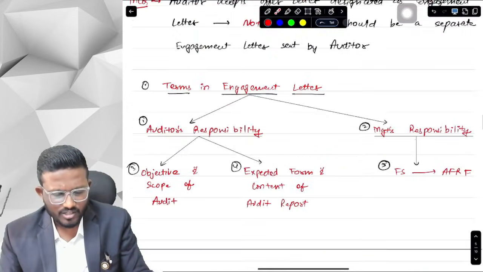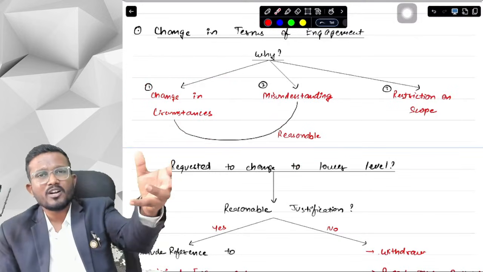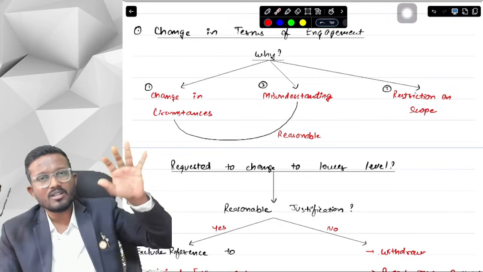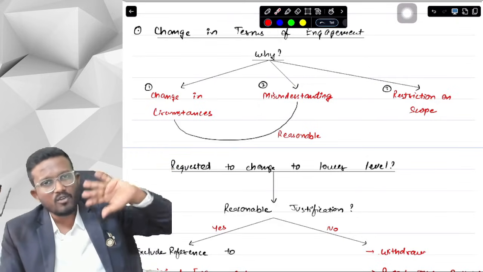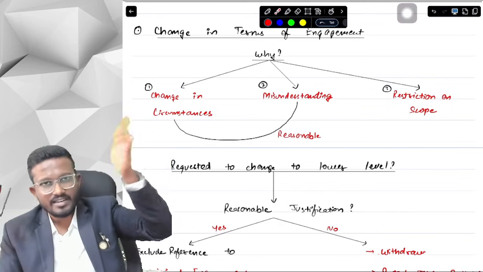A few reasons are, first of all, it may be because of change in circumstances. Previously, the management wanted audit because the bank wanted audit, but now the bank says that review will be fine. So now the management is saying to change the terms so that we can conduct the review, not the audit. It can be the case.